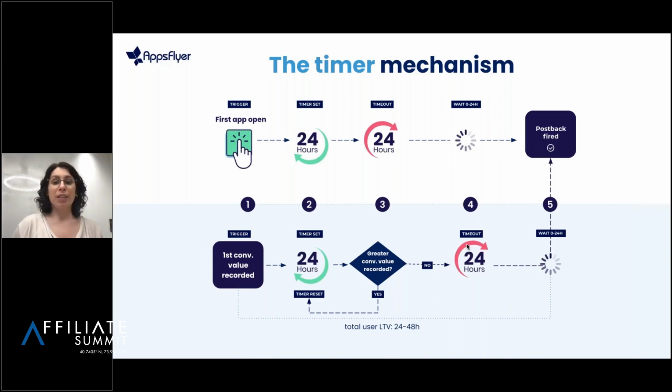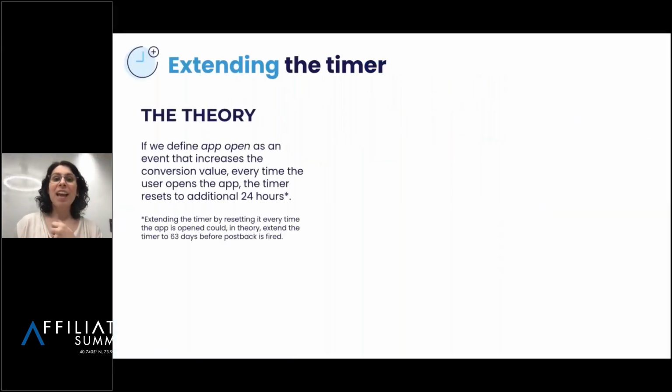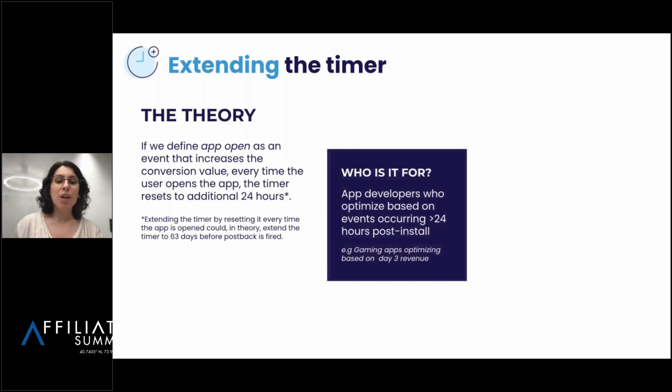We wait for a 24-hour timer to run out, and the postback was fired back to the ad network. So essentially, there can be anywhere between 24 hours and who knows how long between a user converting and the postback being sent. And that's not exactly helpful to some app developers, depending on their KPIs and what it is they're trying to measure.